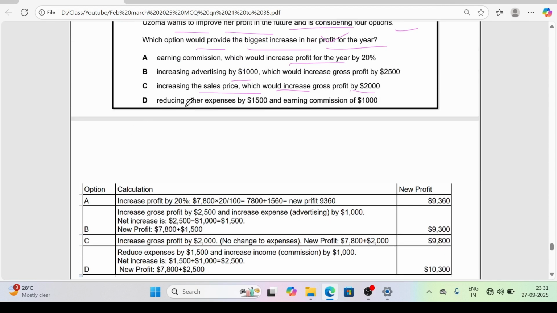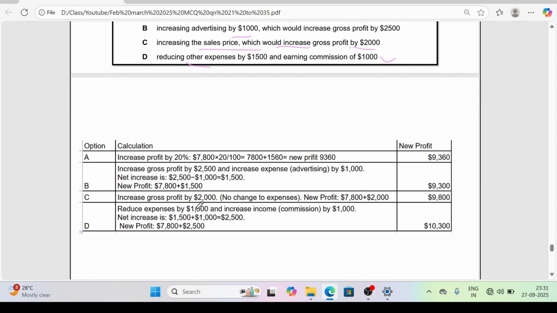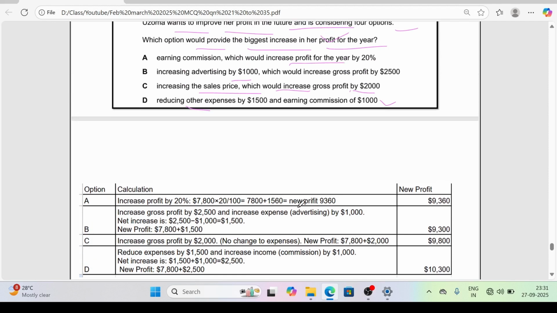Then option D, reducing other expenses by 1000 and earning commission of $1000. So reduce expenses by 1000 and increase commission income by 1000. What is the difference? Net increase is because when expenses reduce, automatically income will increase, no? 1500. Then again you are getting the commission, so totally 2500 you are getting. So 7800 plus 2500, 10800 is the correct answer.